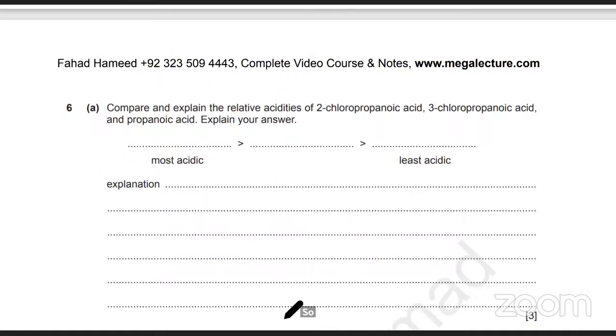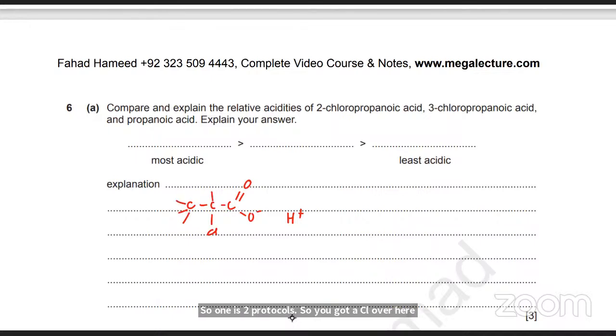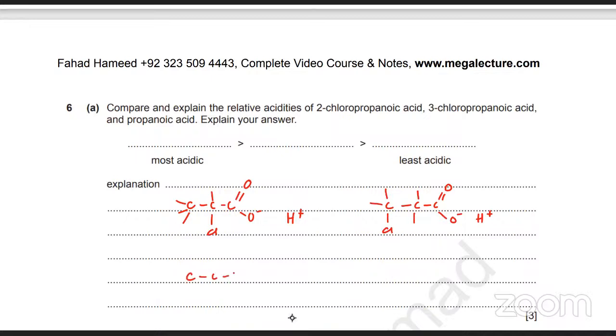So you've got three carboxylic acids. Let's say they're ionizing. One is 2-chloropropanoic acid. So you've got a Cl over here. The other one is 3-chloropropanoic acid. So double bond O. 3-chloro का मतलब है Cl is over here. ठीक है, the rest are H atoms. And then there's one with no Cl.